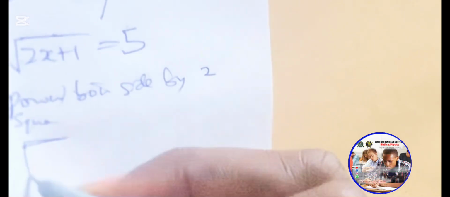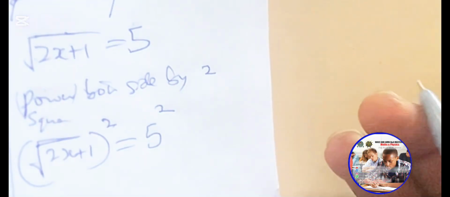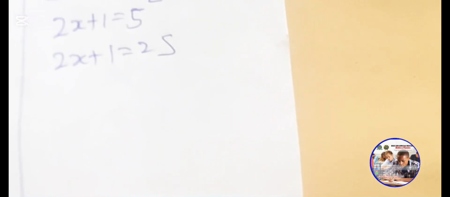So we're going to say root 2x plus 1, squared, equals 5 squared, right? So this square will cancel the square root. Then you now have 2x plus 1 equals 5 raised to 2, and 5 raised to 2 will give you 2x plus 1 equals 25. Then you collect like terms. Collect like terms means let the number with the variable be on the left hand side and then all constant terms on the right hand side. So we have a constant term here, we need to move it to the other side. So you have 2x equals 25 minus 1. So you now have 2x equals 24.